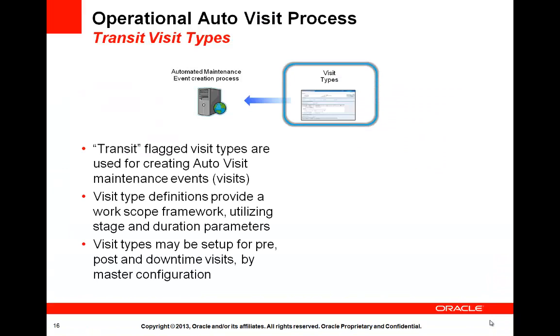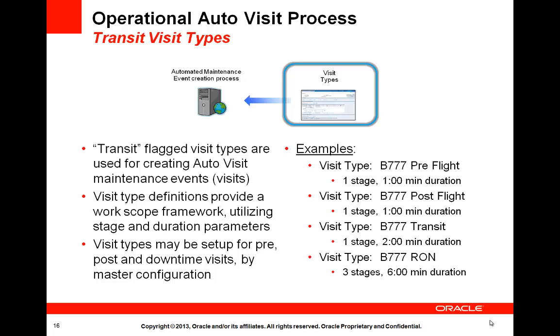We will now review the operational Autovisit transit visit types, which are an important input parameter to the automated maintenance event creation process. Transit flag visit types are used by the Autovisit process for creating different types of visits based on the operational parameter rows. The visit type definitions provide a work scope framework utilizing stage and duration parameters. It's also important to note that these visit types are used for both line and heavy maintenance. Visit types may be set up for pre, post, and downtime visits by the master configuration.